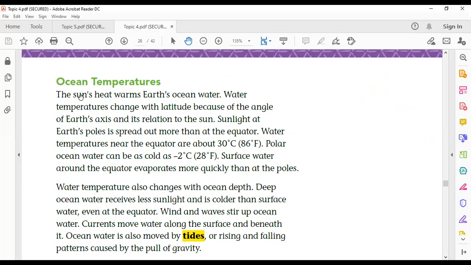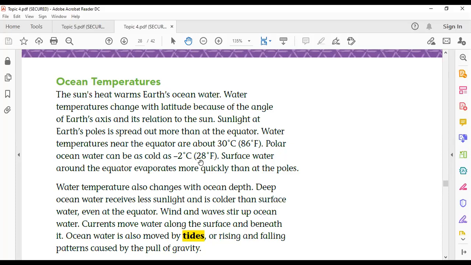So look here, the sun's light warms Earth's ocean water. Water temperatures change with latitude because of the angle of Earth's axis and its relation to the sun. Sunlight at Earth's poles is spread out more than at the equator. So water temperatures near the equator are about 30 degrees. Polar ocean water, or ocean water close to the poles, can be as cold as -2 degrees Celsius.